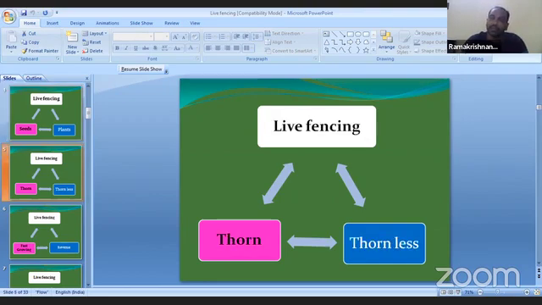Second, live fence: thorn or thornless. If you want more protection, as when your area is a wildlife area, you go for thorn. Suppose it is farming land, you go for thornless. It depends on our crop or our nature. We decide first, and then only we go for thorn or thornless. Thorny plants are easily available as cutting or planting material, but thornless is difficult. So you go for seeds.